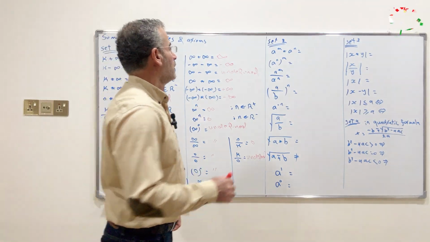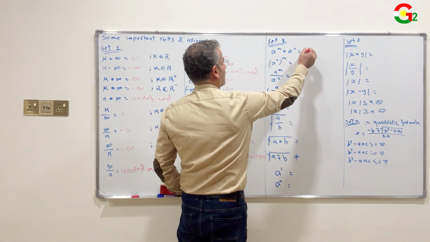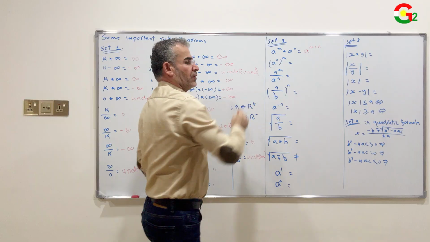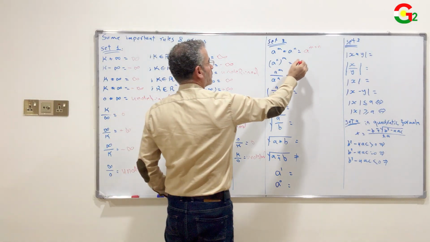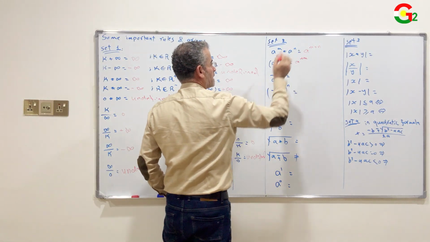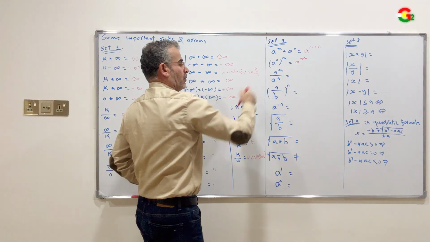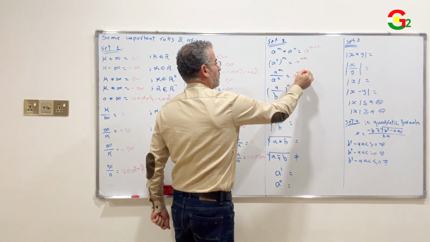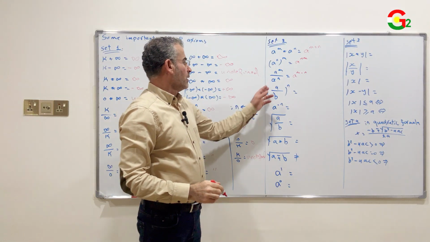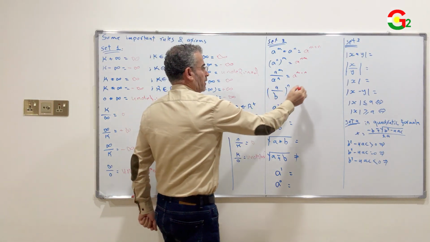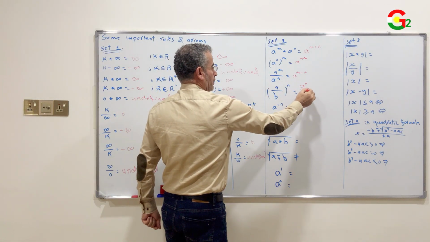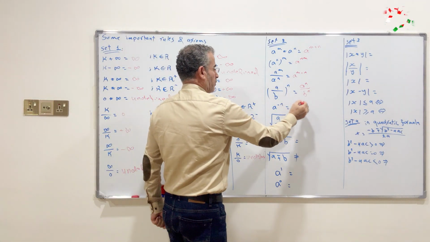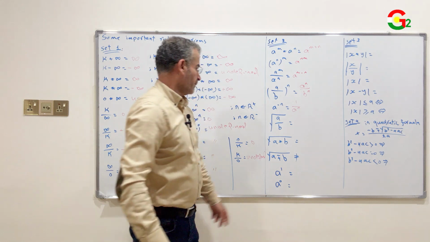Set 2. a to the m times a to the n equals a to the m plus n. a to the n, to the m, equals a to the n times m. a to the m over a to the n equals a to the m minus n. a over b, to the n, equals a to the n over b to the n. a to the negative n equals 1 over a to the n.